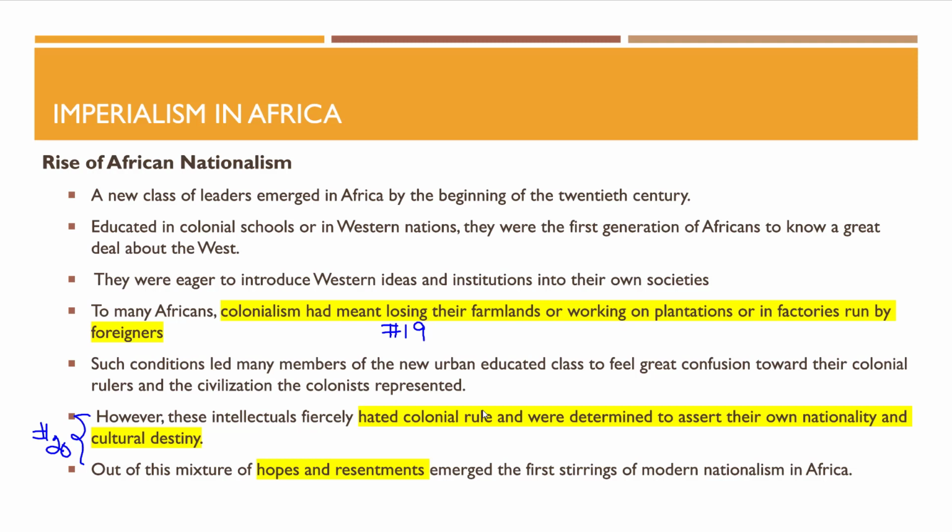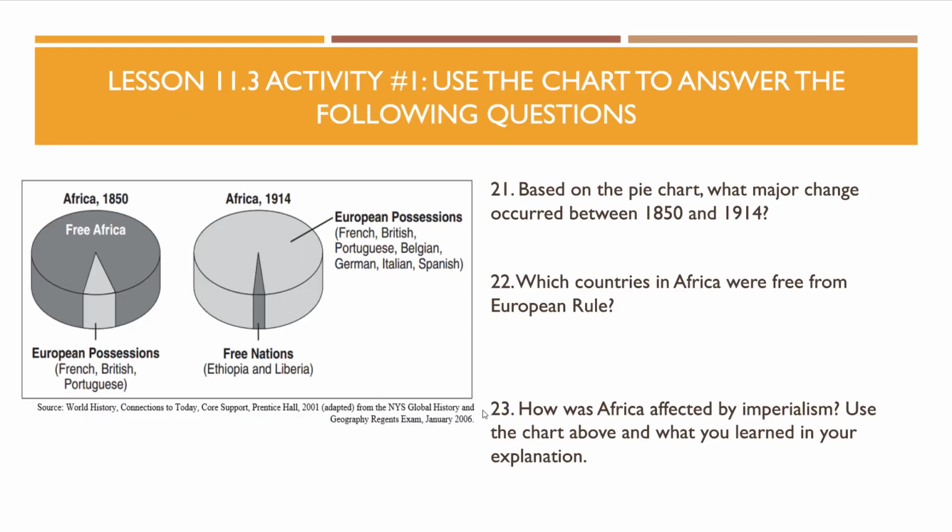So they fiercely hated colonial rule, and because they fiercely hated this colonial rule, they naturally came together to assert their own nationality and their own cultural authority. And that's what influenced the modern nationalism in Africa. Those hopes of being a nation and that resentment that they had against European nations coming in and colonizing them spurred modern nationalism in Africa, and then eventually spurred independence movements in Africa as well. All right, good. So that's 19 and 20.